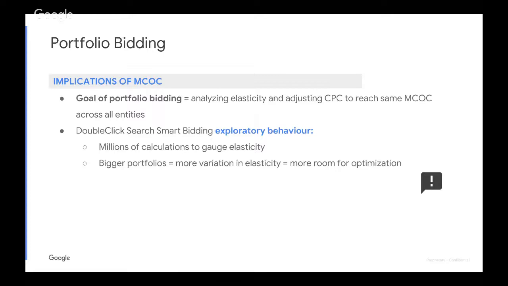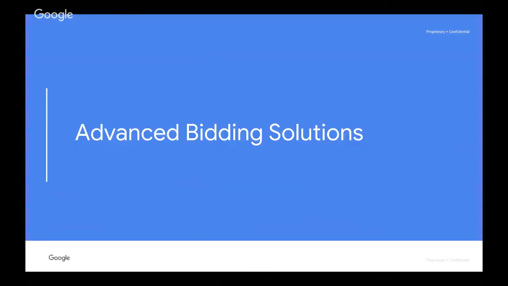Now this is very time consuming to do manually. And I think one of the major advantages of algorithmic bidding is that it's able to make these calculations in the back end, gauge the elasticity of keywords, and then set the bids in the most optimal way. In DoubleClick Search, we always recommend the portfolios to be big, naturally taking into consideration other constraints. But the bigger the portfolio, the more variation there is in elasticity, the more room we have for improvement. So that's a best practice that we recommend.